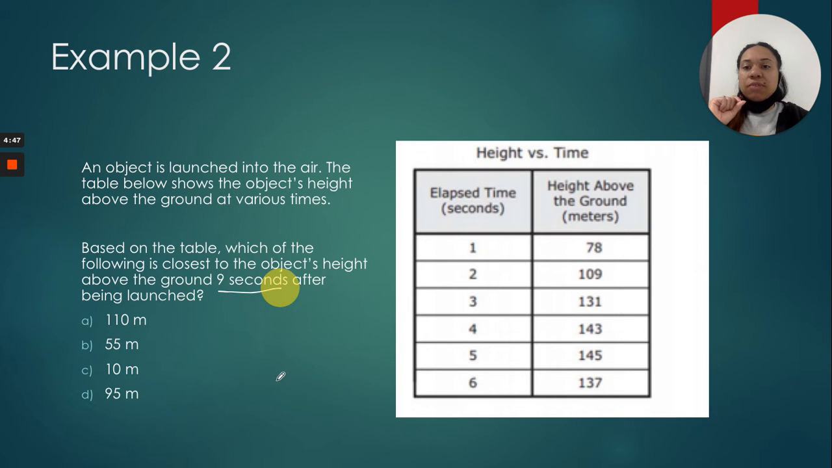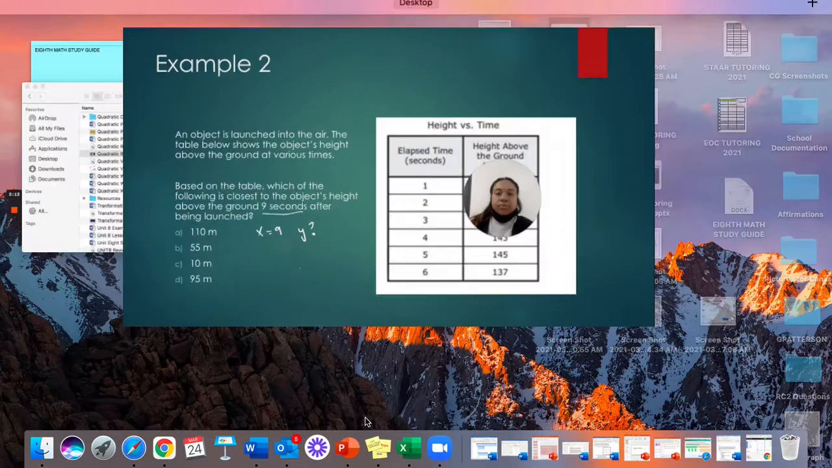Well, this one's a little different, okay? This time, it's not asking for my equation, it's asking for a specific thing. So the x-axis represents time, the y-axis represents height. It's asking above the ground at 9 seconds. That would be x. So it's asking when x equals 9, what is our y value? So let's go ahead and put this table into Desmos.